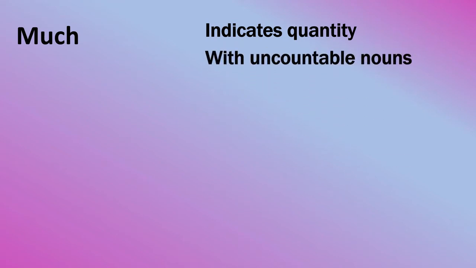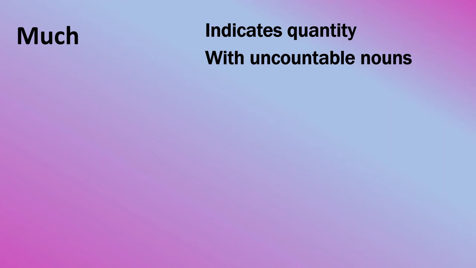Next point is much is used with uncountable nouns. We all know that nouns are divided into two, countable and uncountable. Countable nouns means those nouns that can be counted. For example, books: one book, two books, three books, four books. They can be called countable nouns.